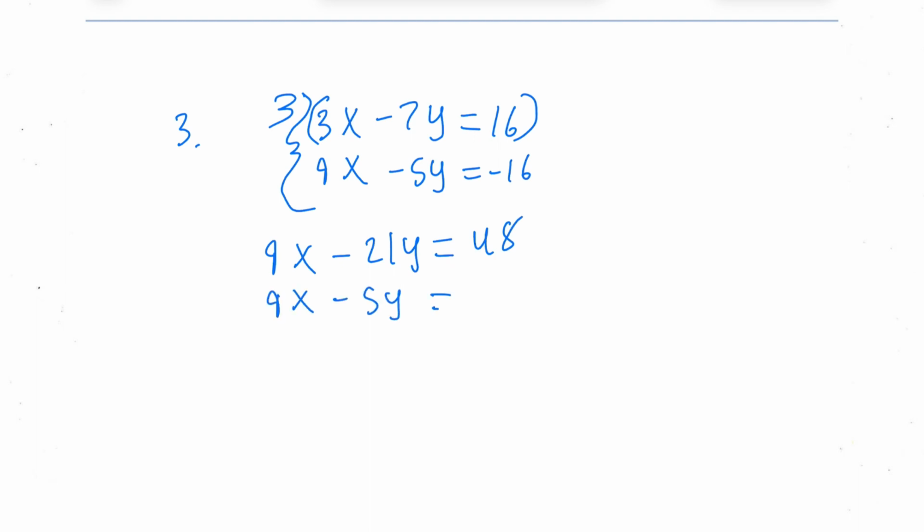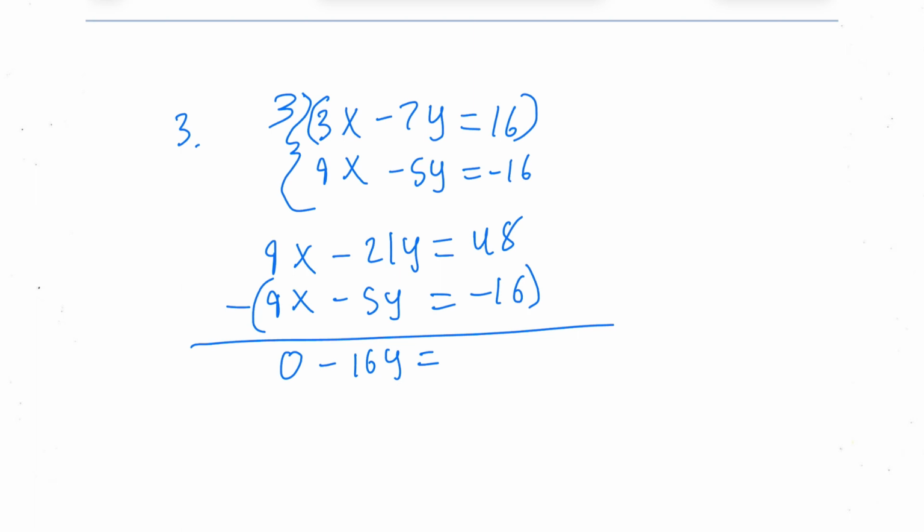And kind of like in the last example, we're subtracting again. So that gets us 9x minus 9x gives us 0. Negative 21y plus 5y would give us negative 16y. And then 48 plus 16 would give us 64. We're going to divide both sides by negative 16. That's going to give us that y is equal to negative 4.